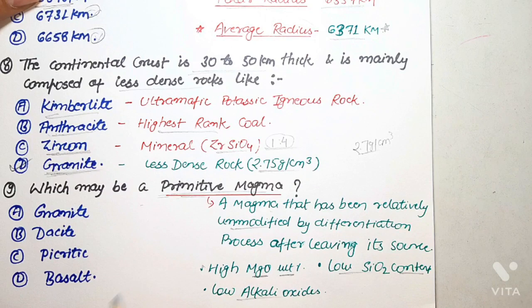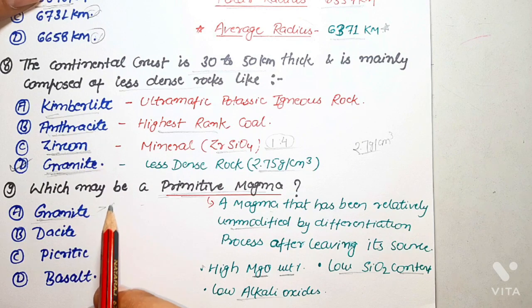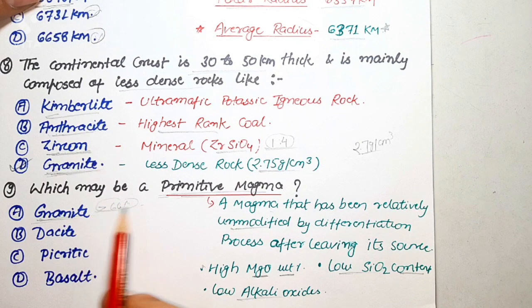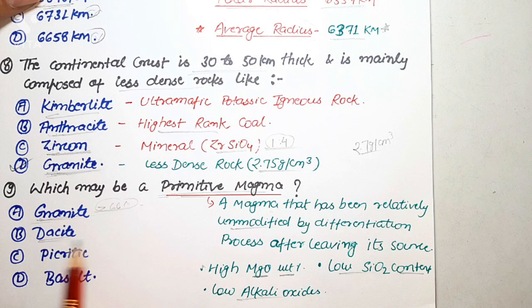Considering the first one, granite, we all know that granite has a high silica content, greater than 66%, as it is an acidic igneous rock. And coming to dacite, dacite also has a sufficient amount of silica content, and it also does not have a high MgO weight percentage.